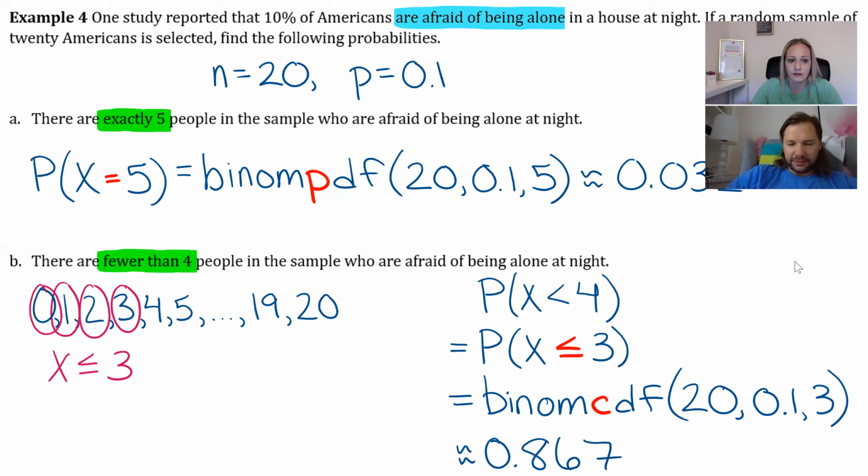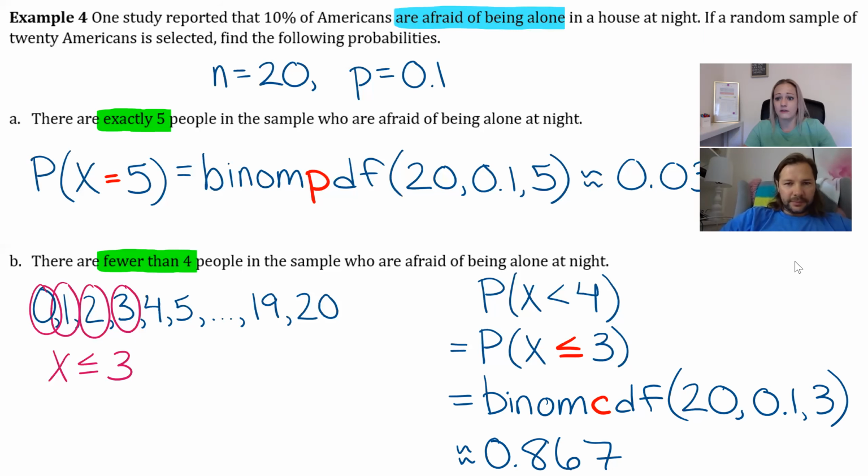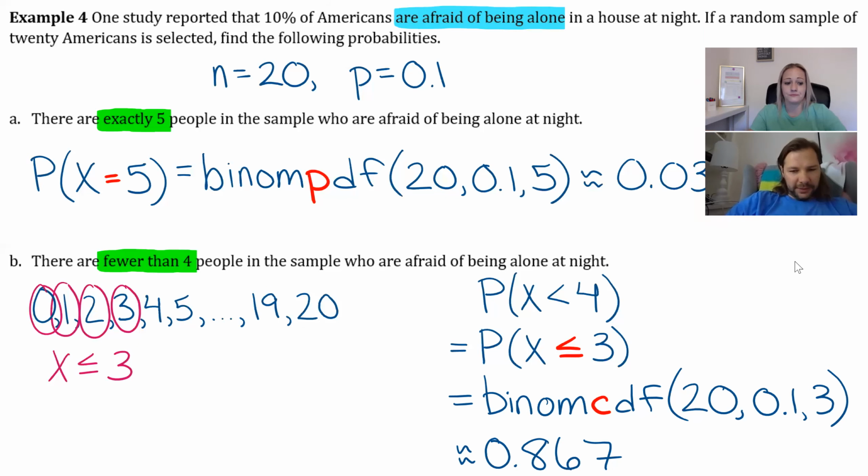Is that right? Correct. Yeah. If you have that random sample of the 20, or if you're picking a random sample of 20 Americans. Gotcha. So most people are not afraid of being alone at night. Yeah, because only 10% are. Okay.